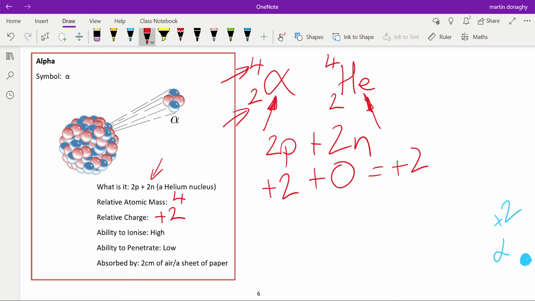Because it has a large charge, it has a high ionizing ability, but also because of that, that makes it lowly penetrating. So it will be absorbed by 2 centimeters of air or a sheet of paper.